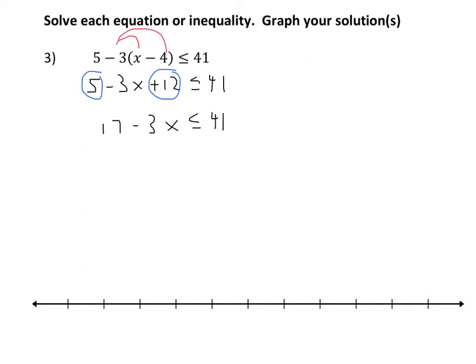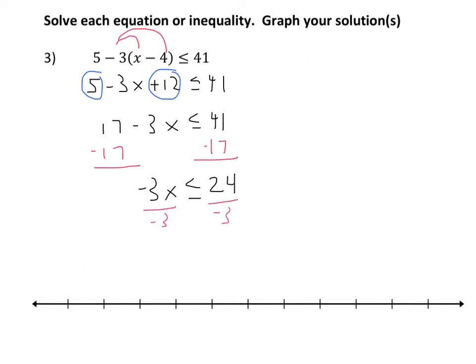Okay, I'm going to continue. I'm going to subtract both sides by 17. Right, and I have negative 3x is less than or equal to 24. Alright, one more step here. I'm going to divide both sides by negative 3.